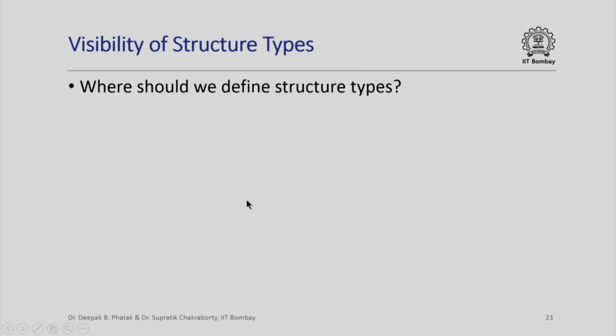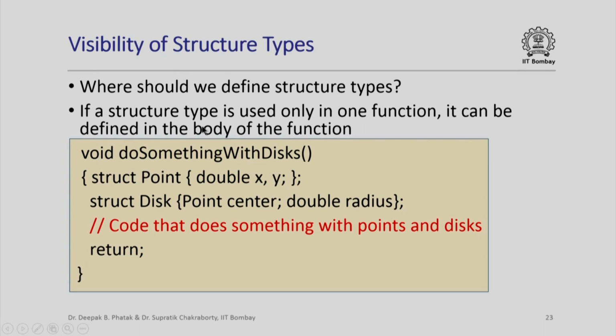Well, now we have seen how we can define more complex structures than we had seen earlier. The question is, where should we define structure types in our program file? Well, the answer is quite simple. If a structure type is going to be used only inside one function, it can be defined in the body of that function. For example, here is a function, do something with disks, and it is only inside this function that I am going to use the structure types disk and point. So I can define the structure types within the body of this function and then write some code that does something with points and disks.